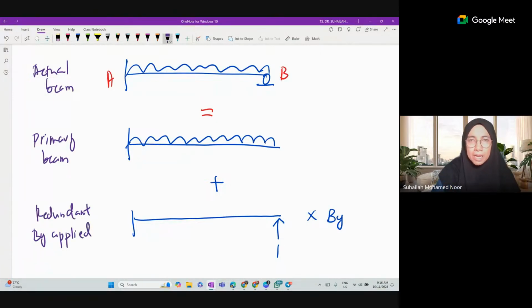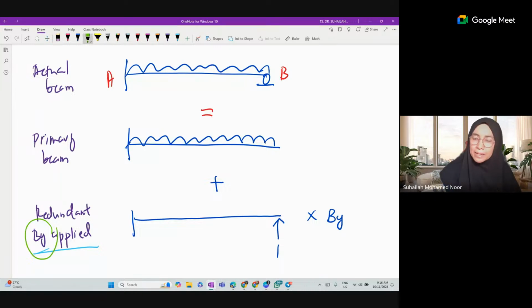Redundant By applied. Because By that we apply now, we do not put the roller, but we assume that this is an applied load, that the By is an applied By subjected into the system. So that's why we put as By applied, redundant By applied. It is a redundant beam, but we put the name of the redundant we chose here.